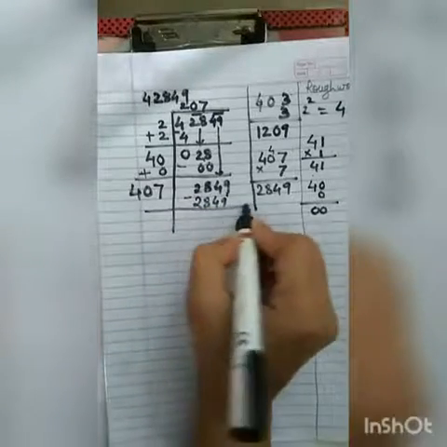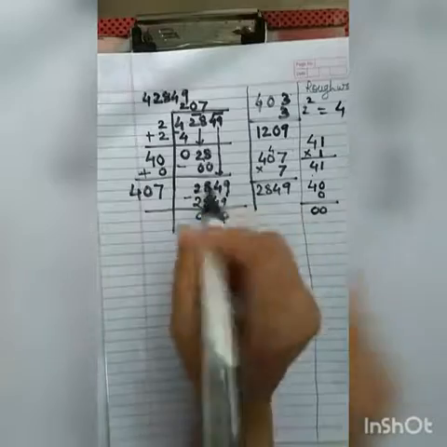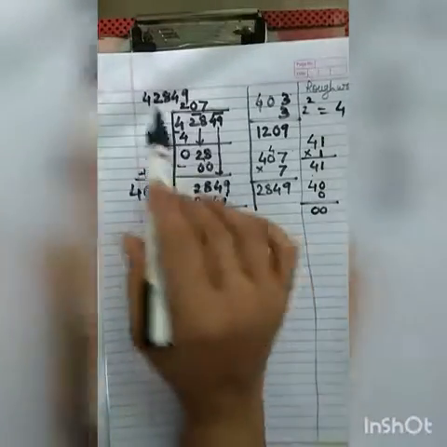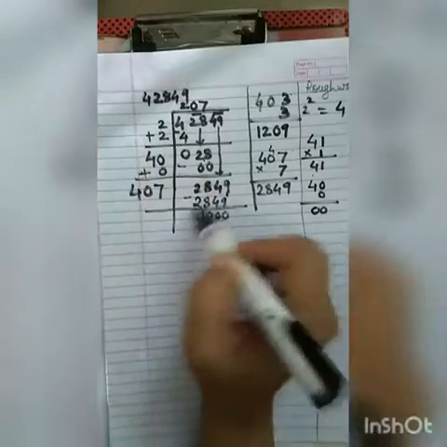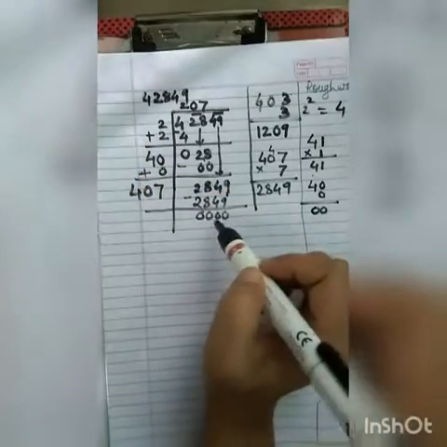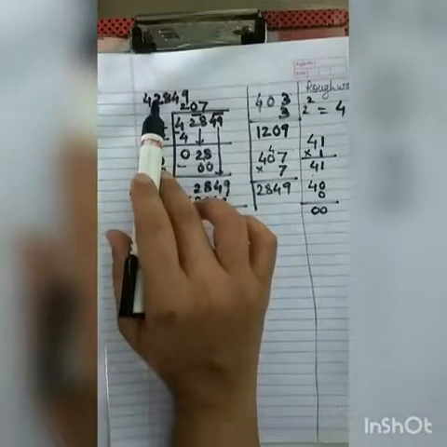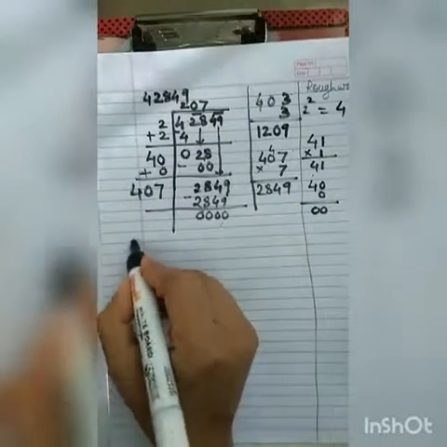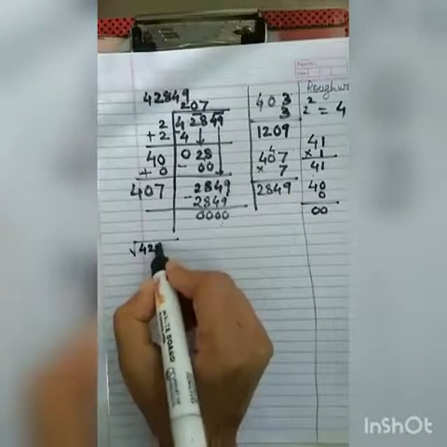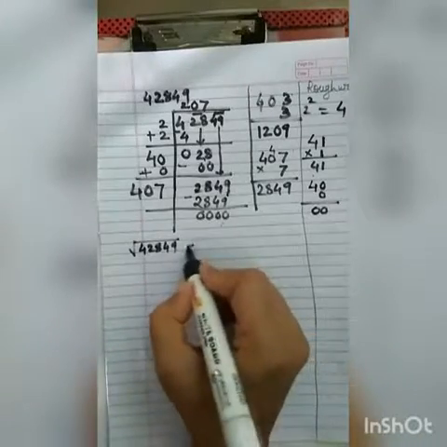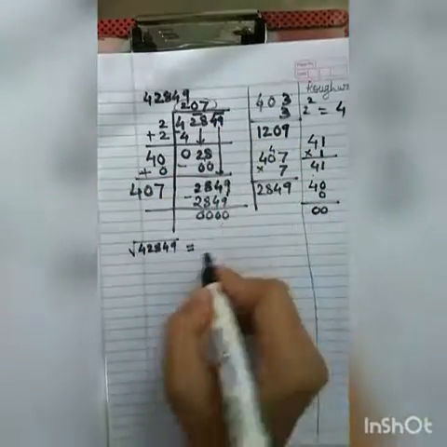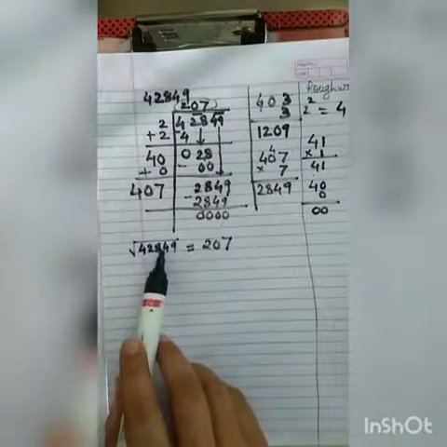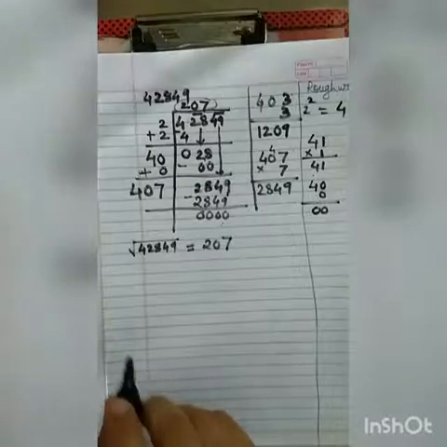One thing keep in your mind, if the given number is a perfect square number, then you will always get 0 as a remainder. If it is not a perfect square number, then you will not get 0 as a remainder. So what is the square root of 42849? Your quotient is 207. So the square root of 42849 is equal to 207.